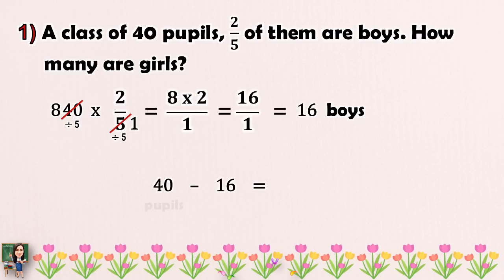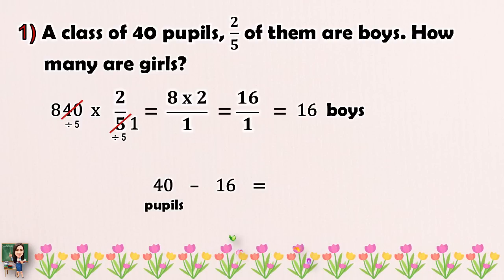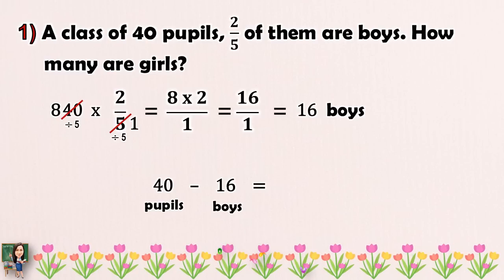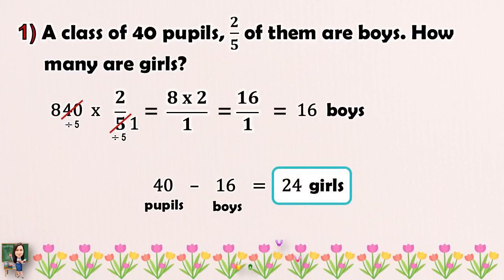Subtract 40, the number of pupils, minus 16, the number of boys, to get how many are girls. 40 minus 16 equals 24. Therefore, there are 24 girls out of 40 pupils.